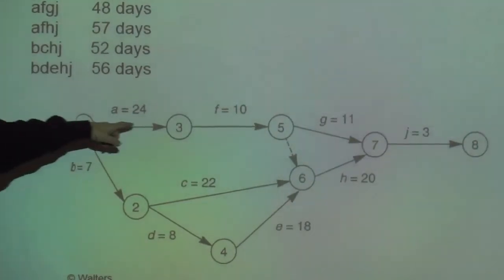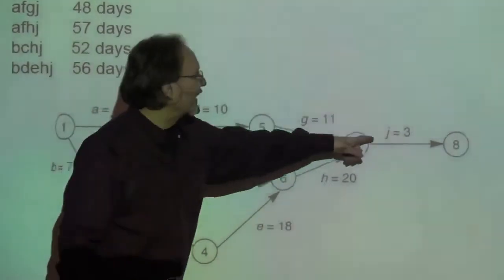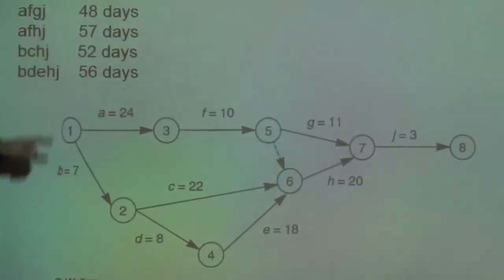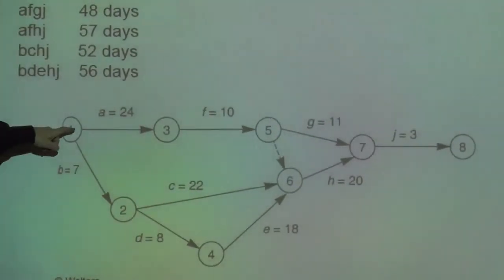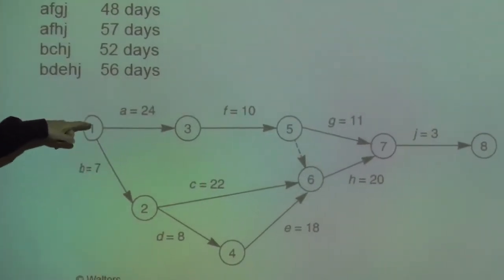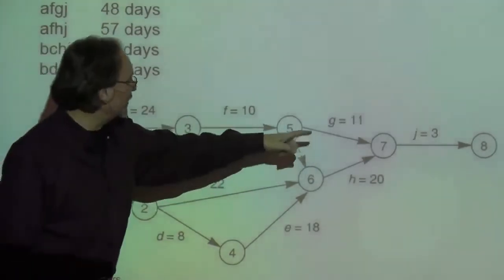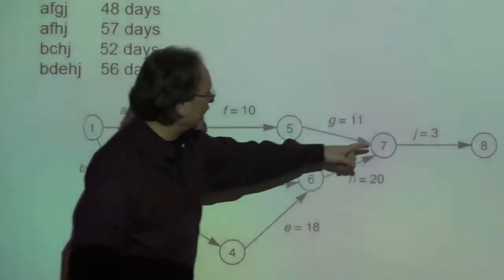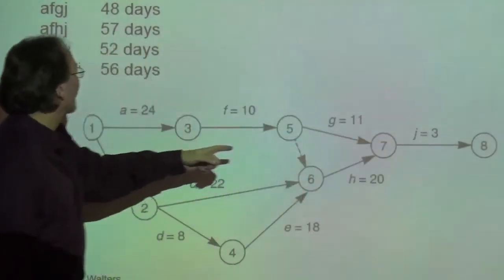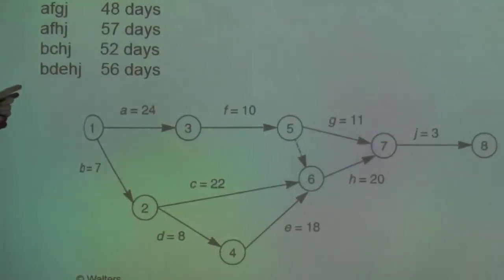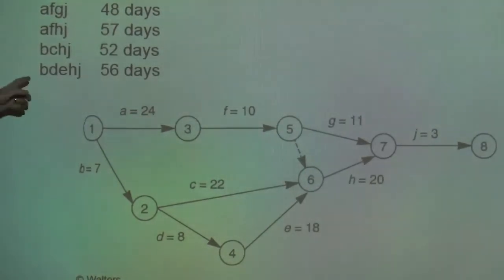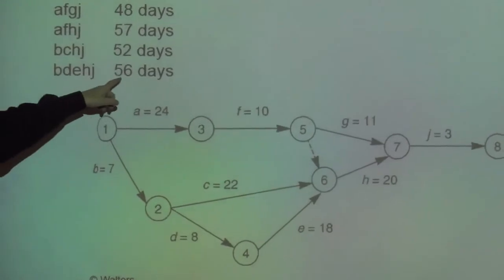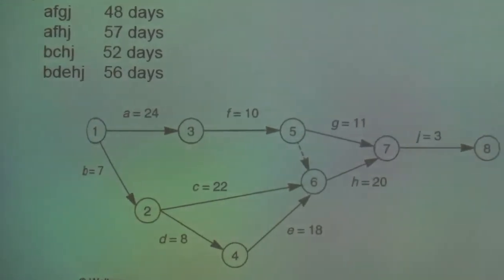Then we can go A, F, H, J. That's 57 days. That's all we can do this way. This way we go B, C, H, J. That's 52 days. And B, D, E, H, J. I keep calling it I. I and J, they're interchangeable, okay? So the B, D, E, H, J is 56 days.